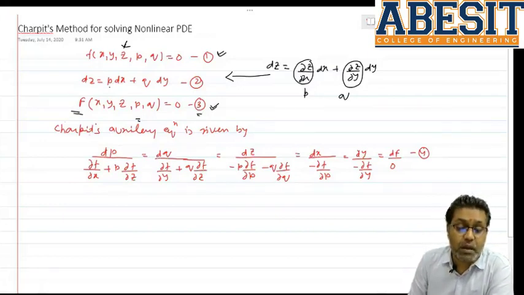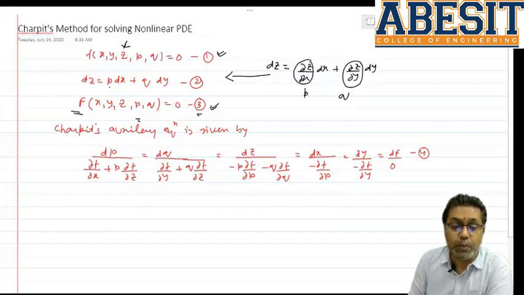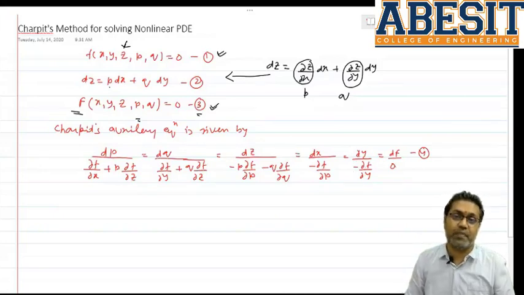This is given by dp del f upon del x plus p del f upon del z is equal to dq del f upon del y plus q del f upon del z is equal to dz upon minus p del f upon del p minus q del f upon del q is equal to dx divided by minus del f upon del p is equal to dy divided by minus del f upon del y is equal to df upon 0. So this is the auxiliary equation.